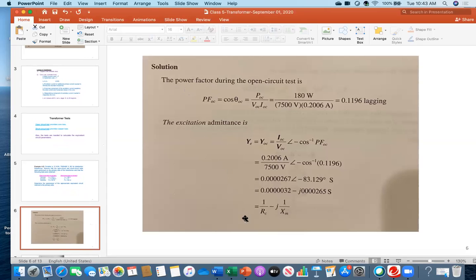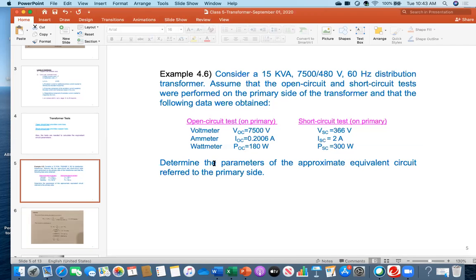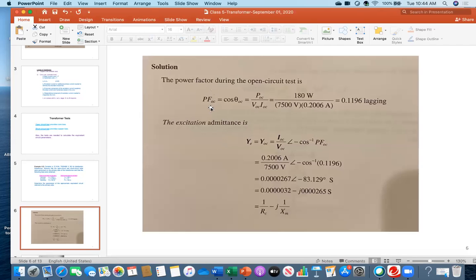First I want to calculate RC and XM, the core loss component. This means first I am taking the reading from the open circuit test. Everybody remembered these three were the open circuit readings: VOC, IOC and POC value. First I am calculating the power factor, cos theta OC, as POC over VOC times IOC. You look, it is clearly written lagging. So from here you get the angle, or directly the cos inverse value.